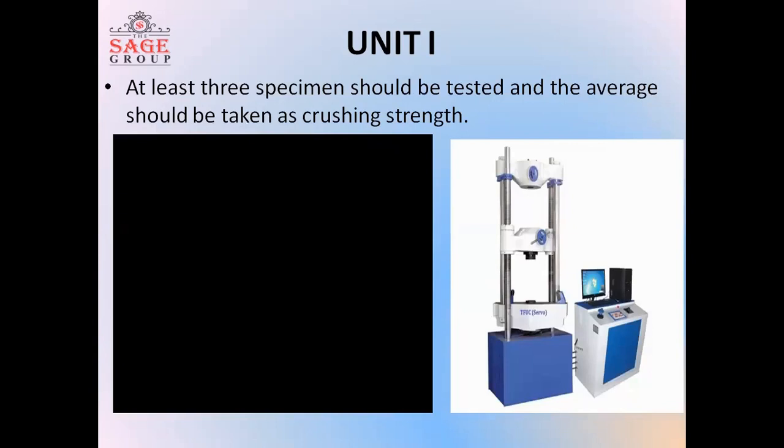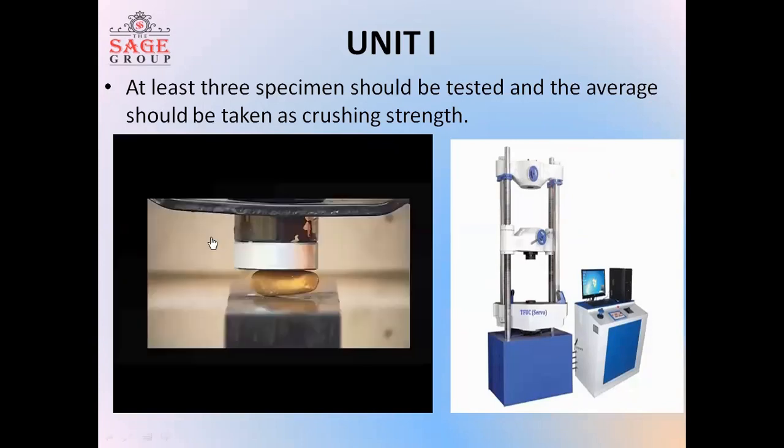At least 3 specimens should be tested and the average of these values should be taken as the crushing strength. That means it is done in the machine called the UTM, the Universal Testing Machine, in which the crushing strength of the stone is found out. So let us see how the crushing strength is found out. The specimen is tested, and the load at which the stone starts to break or cracks form is noted, and it is considered as the crushing strength of the stone.